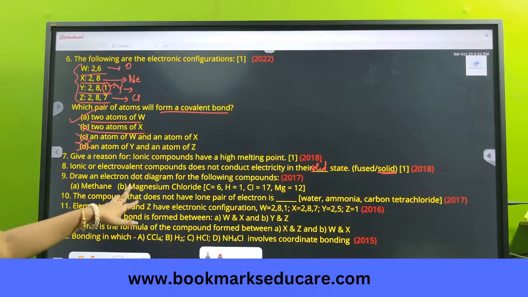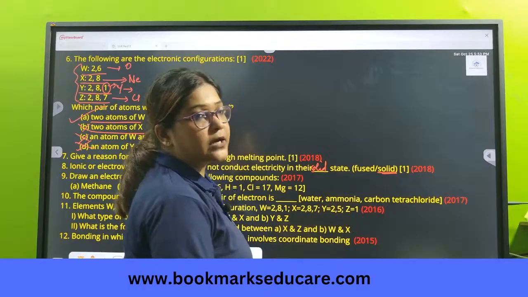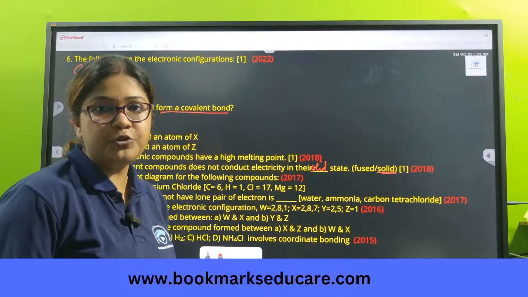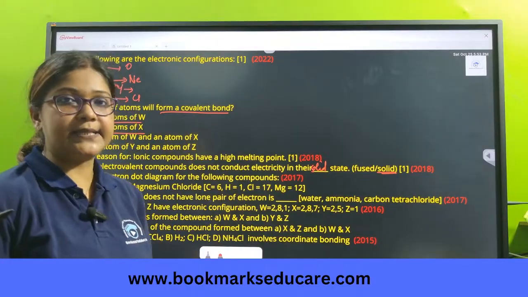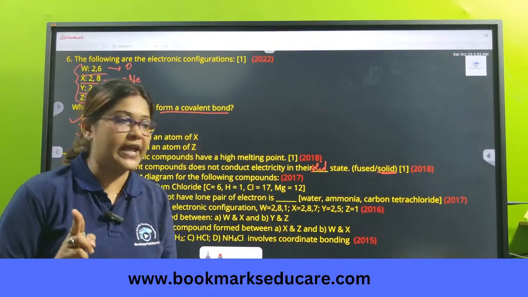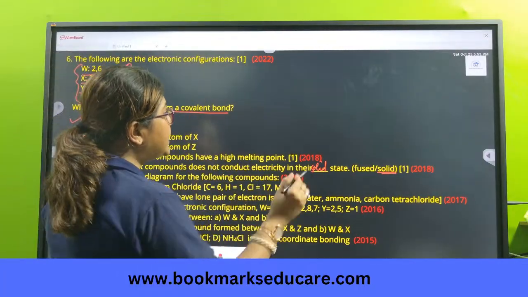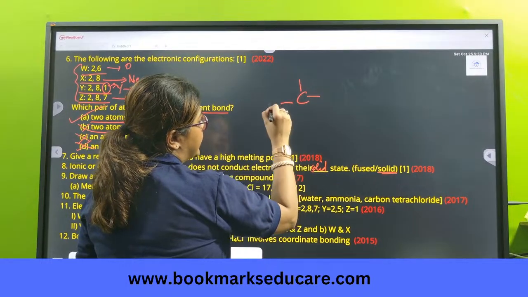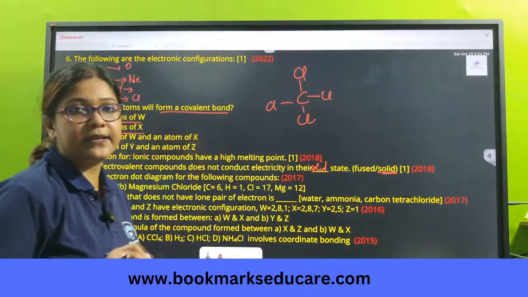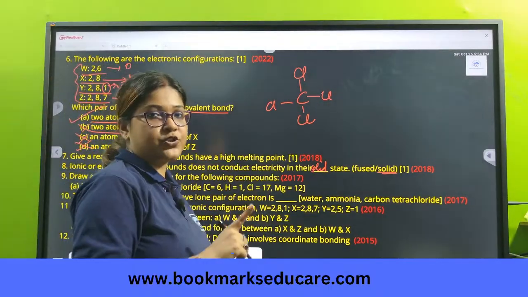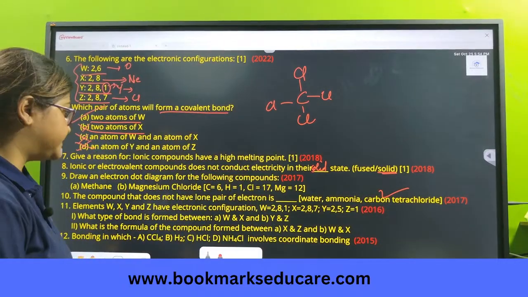The compound that does not have lone pair of electrons: water, ammonia, carbon tetrachloride. There are three options. You have to fill in with the correct option. Water, if you recall, has 2 lone pairs of electrons. Ammonia has 1 lone pair of electrons. It is only carbon tetrachloride which has 4 single covalent bonds, and there are no lone pairs of electrons in it. So the correct answer is carbon tetrachloride.